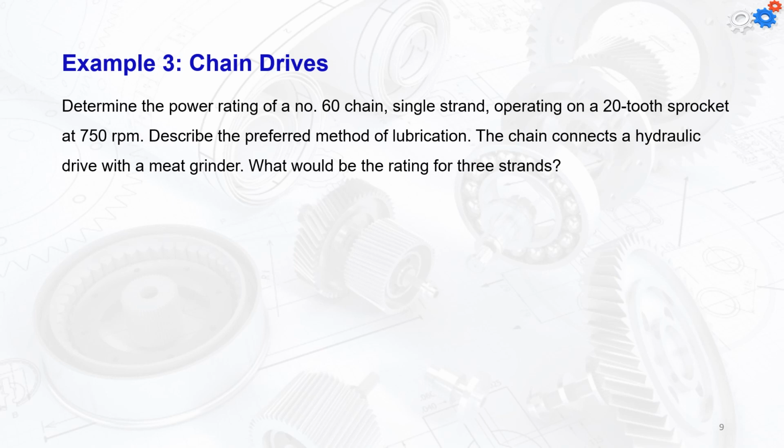Example number 3 is to determine the power rating of a number 60 chain, single strand, operating on a 22-tooth sprocket at 750 RPM. Describe the preferred method of lubrication. The chain connects a hydraulic drive with a meat grinder. What will be the rating for the 3 strands?